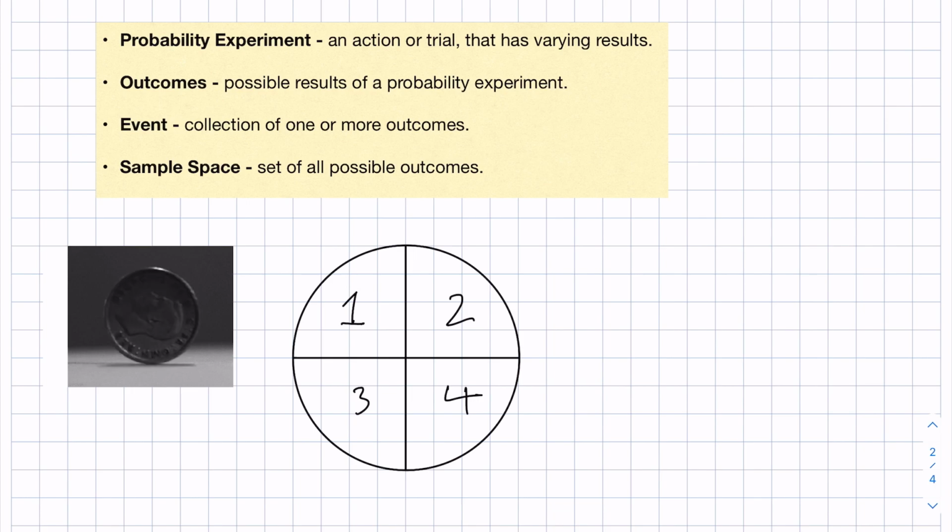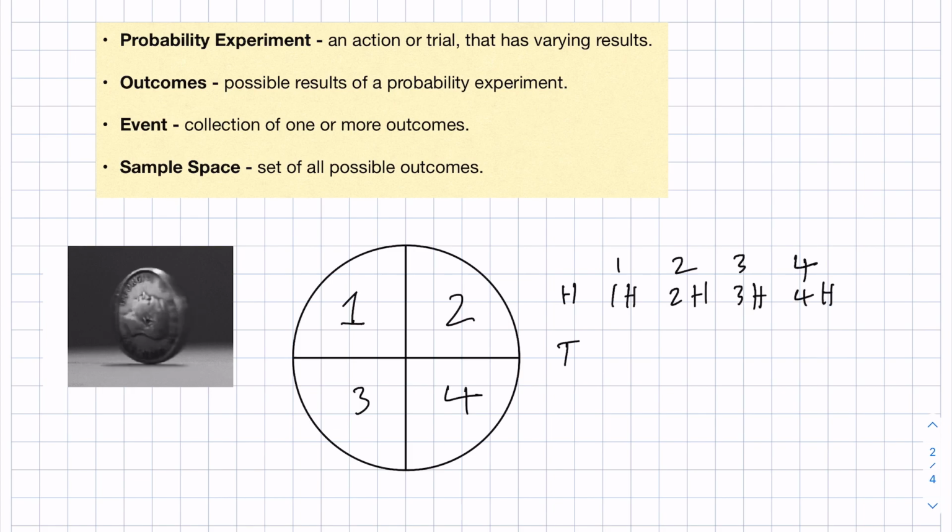You spin the spinner and flip a coin. List all the possible outcomes. The possibilities for the spinner ranges from 1 through 4. It goes 1, 2, 3, 4. The possibilities for the coin is either heads or tails. So it's heads or tails. So it could be 1 heads, 2 heads, 3 heads, 4 heads, 1 tails, 2 tails, 3 tails, and 4 tails.